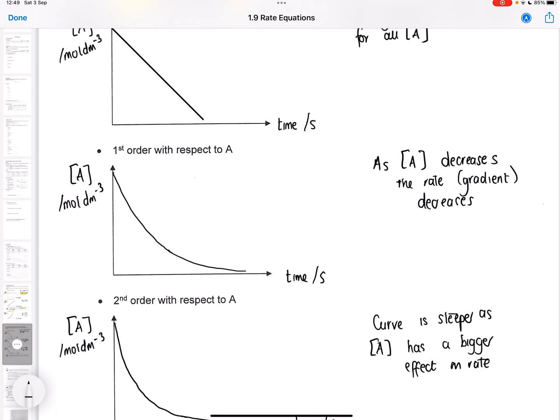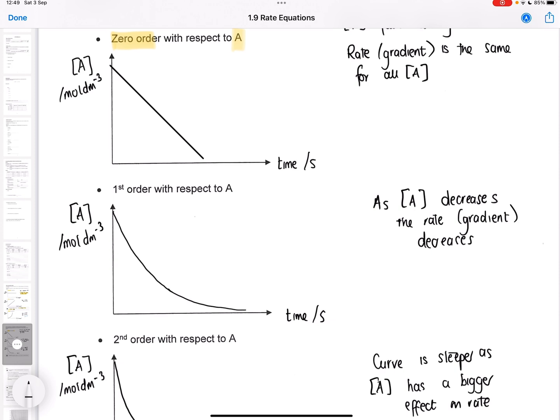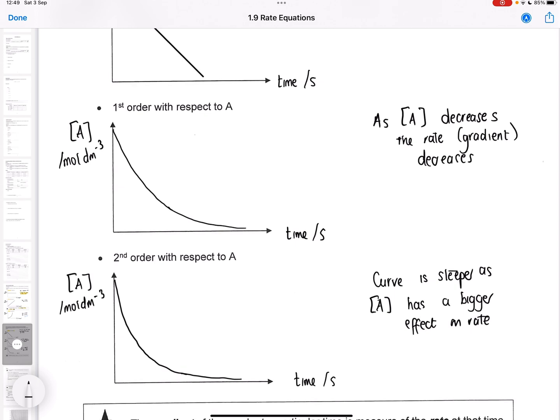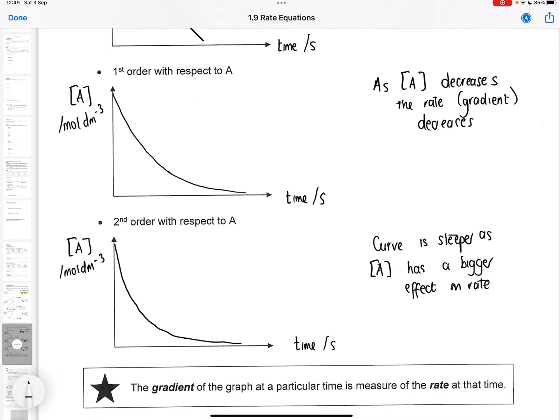So these are our three shapes: zero order, a straight line; first order, a curve with what we would call constant half-life; and second order, a curve with increasing half-life.